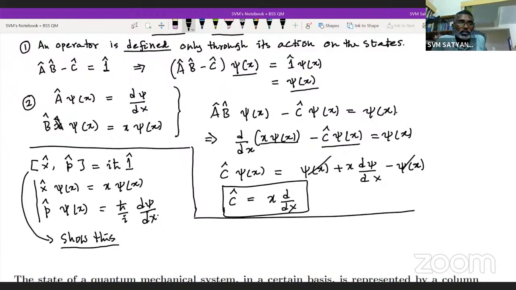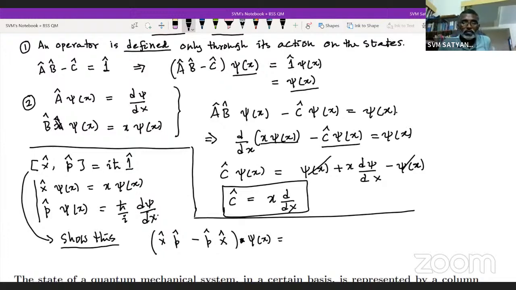How can you show this? That means what you have is x cap p cap minus p cap x cap. This is equal to how much? If you ask that question, you can only show this when you consider an arbitrary function psi of x and operate it up.